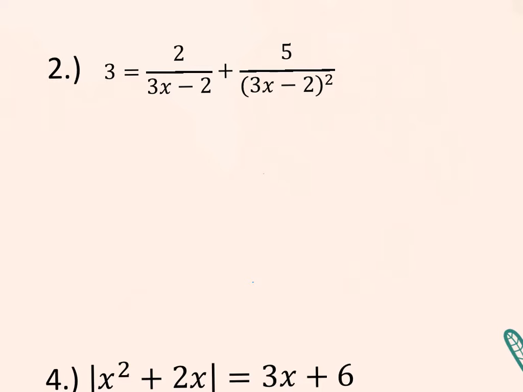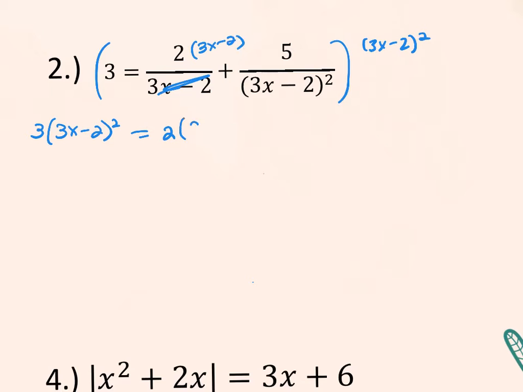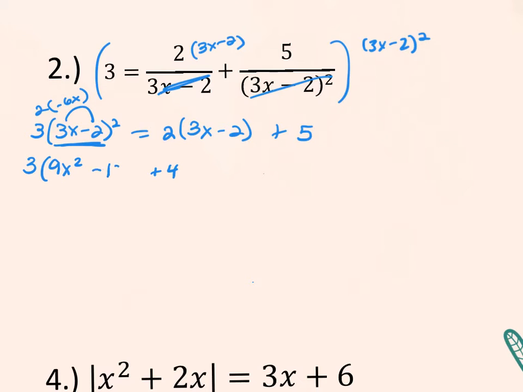All right, so then number 2, we've got 3x minus 2 and 3x minus 2 squared. So my least common denominator is 3x minus 2 squared. I'd get 3 times 3x minus 2 squared equals, one of them cancels, 2 times 3x minus 2. And the second one, both cancel, so it's just 5. I can expand and FOIL that first one or use this shortcut, which is what I'm going to do. Square the first one, square the last one, double the product. So negative 6x times 2 would be negative 12x.